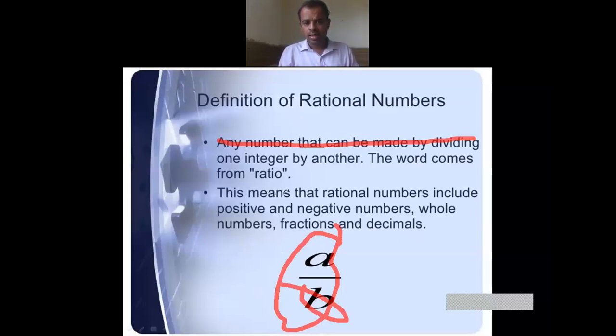Here, this means that rational numbers include positive, negative, whole numbers, fractions, and decimals. Look here: the answer may be positive or negative. While writing also, we can write it as negative or positive, or we can write it in the form of a fraction. A by b is in the form of a fraction. Or in decimal form, after solving these two numbers, the answer may come as a decimal. Okay, these are all the things in rational numbers.